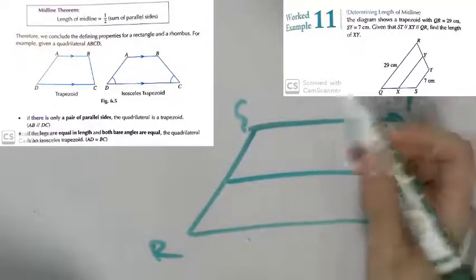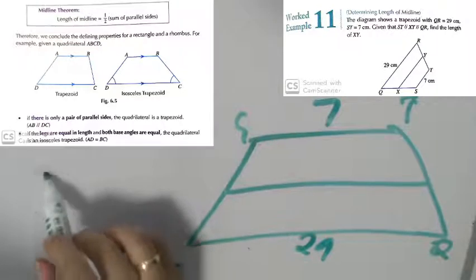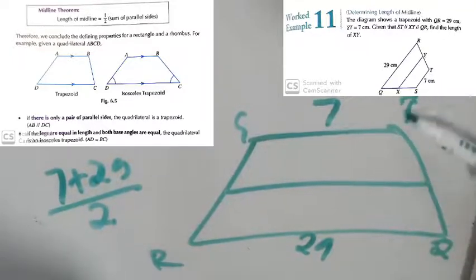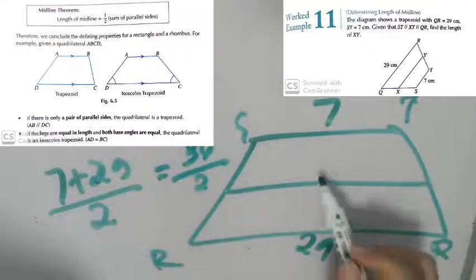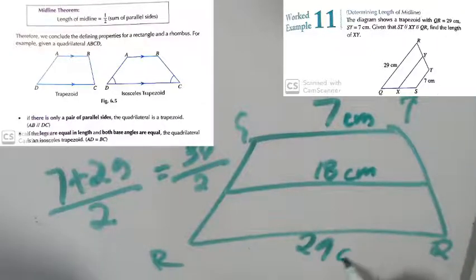ST, according to the figure, is 7, and RQ is 29. According to the midline theorem, we are just going to add 7 and 29, then divide it by 2, or we're just going to get the average of the bases. So 7 plus 29 is 36, and 36 divided by 2 will give us 18. Therefore, this one is 18 cm, because the unit of measure given earlier is cm. Again, whenever we are talking about the midline theorem, it is just like getting the average of the bases. When we say average, it's just like adding the bases and then dividing by 2.